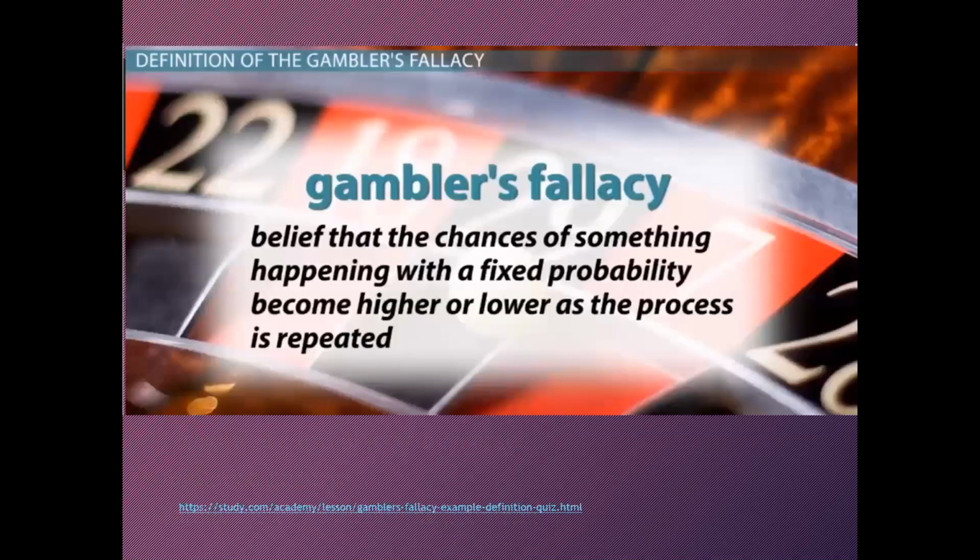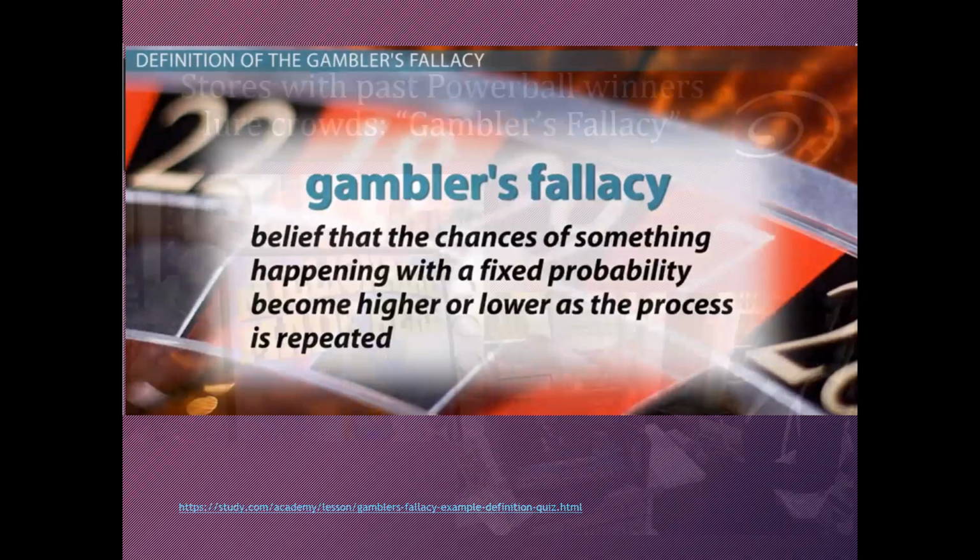The gambler's fallacy is basically believing that something with a fixed probability is going to come up higher or lower as a process is repeated. So if you've ever been to a casino and you've been in the slot machine section, you'll see some people say, this is my machine, even if they put in thousands and thousands of dollars, that eventually that machine's going to pay out. Well, that's not true. The random number generator comes up when it comes up. But the cognitive distortion on this is so strong.